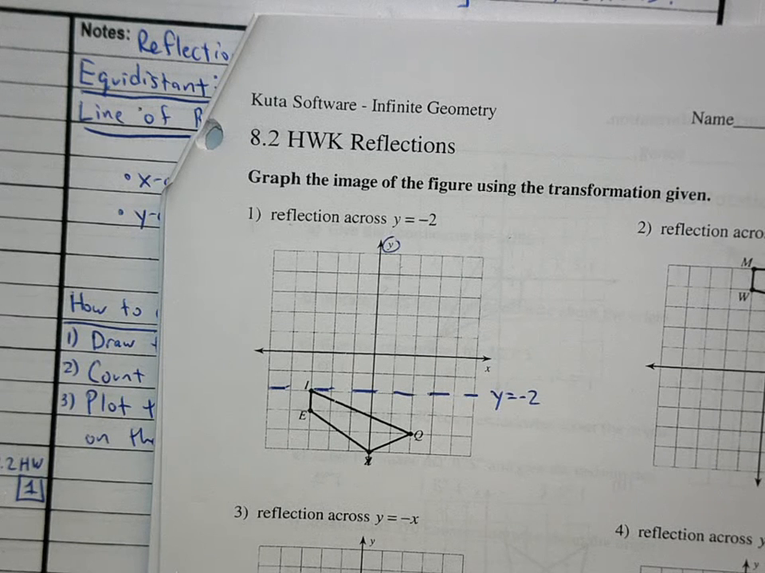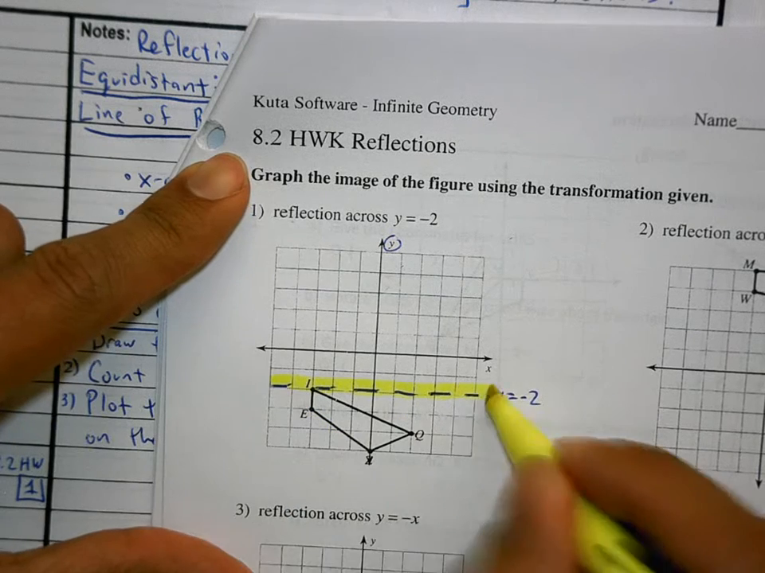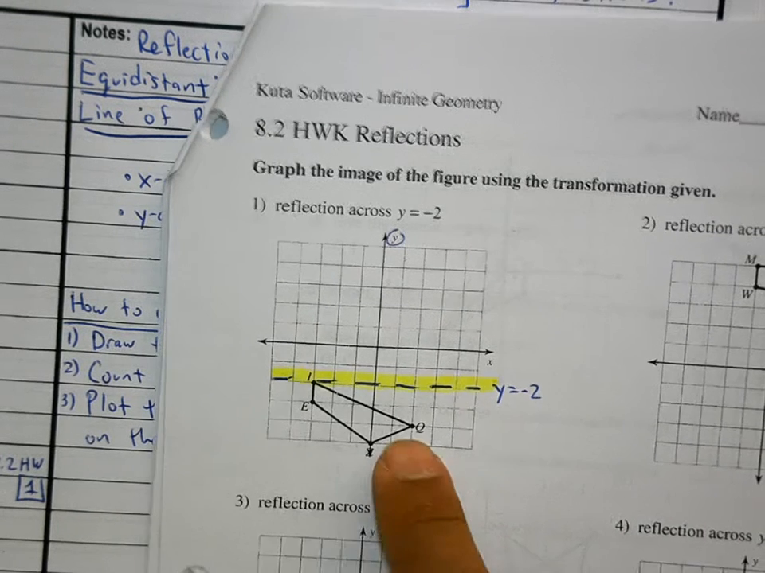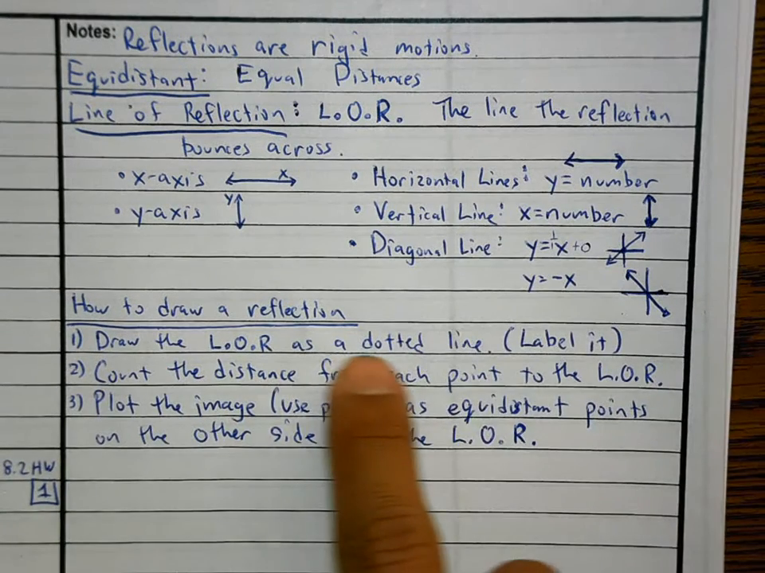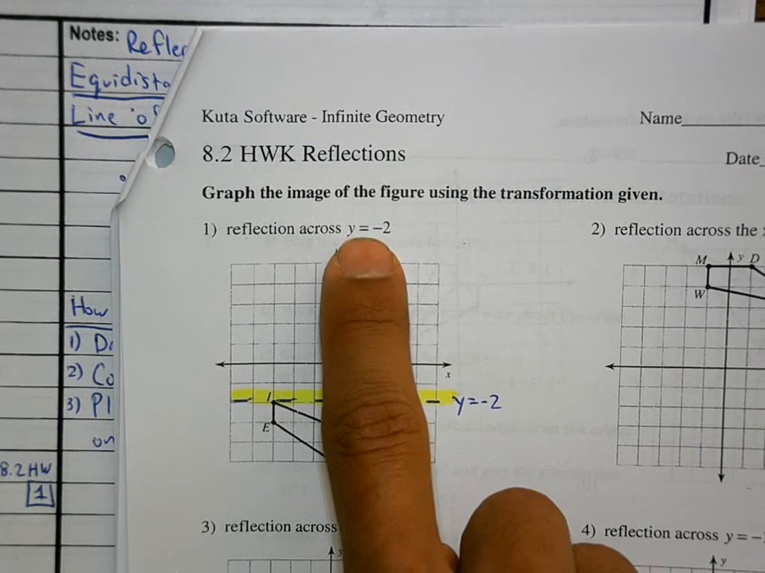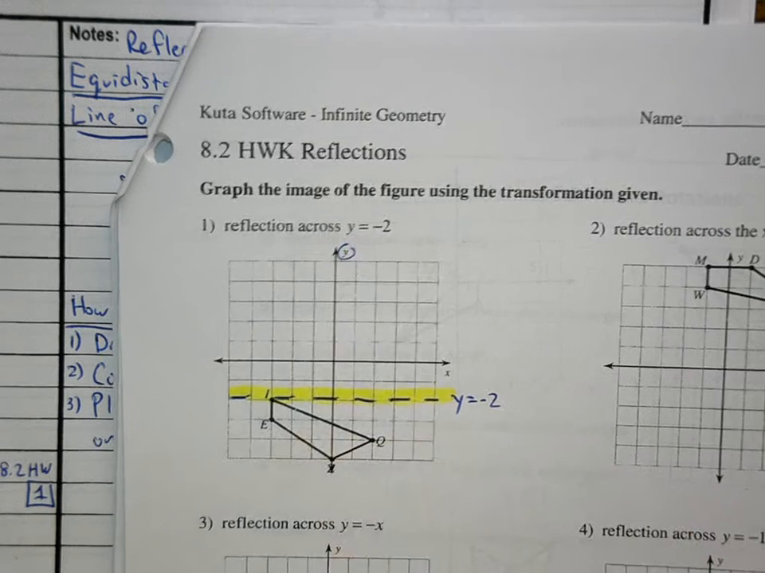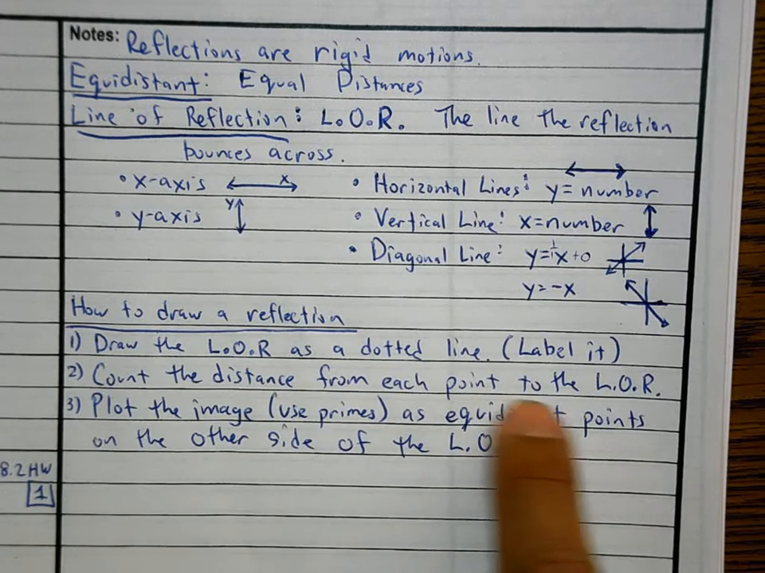I also like, if you have a highlighter, to highlight what my LOR looks like. This is step 1 of what we wrote down in our notes. Step 1 says, draw the LOR as a dotted line and label it. That's what I just did. I took this y equals negative 2. It's a horizontal line because it's y equals, and I've labeled it. Step 2, count the distance from each point to the LOR.